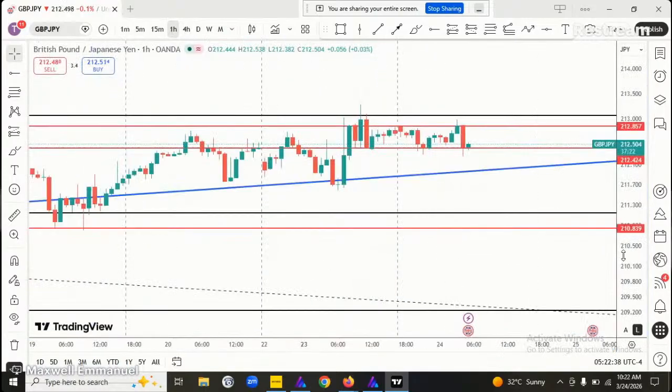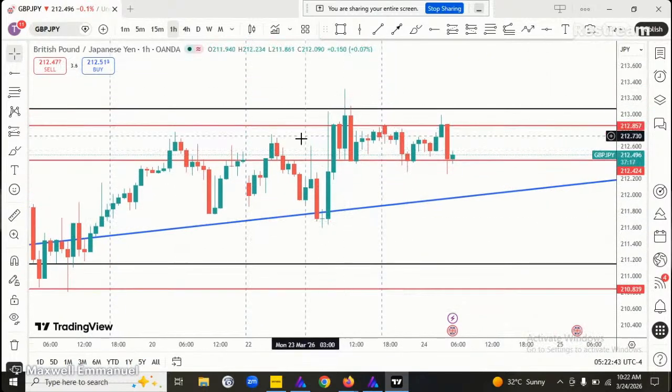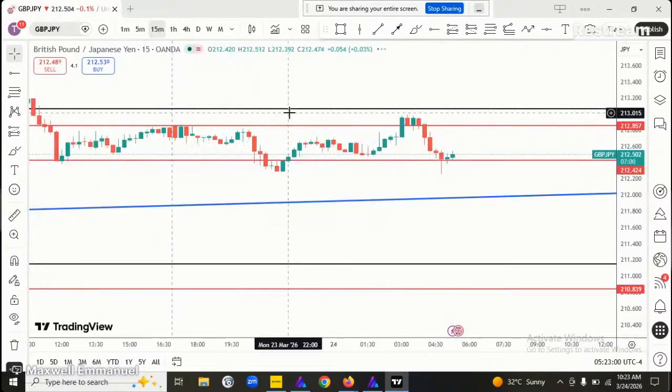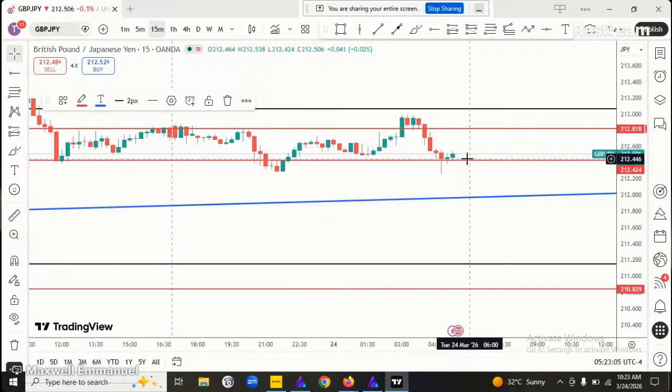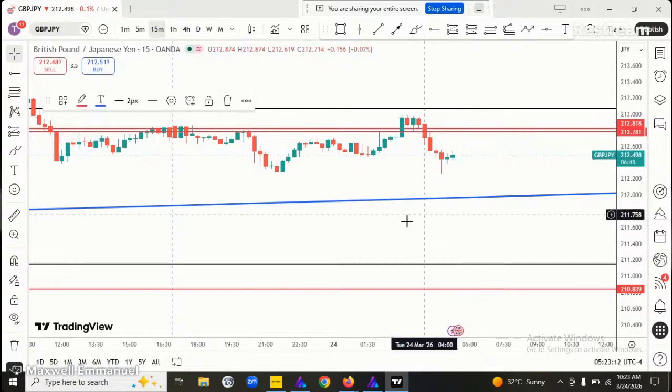Okay, so what do we have? On the 1 hour, you can see that GJ has been in a range for some hours now. And I think it's created a fair value gap. We have this tiny fair value gap here. The market maybe wants to come and retest this fair value gap before going bearish.